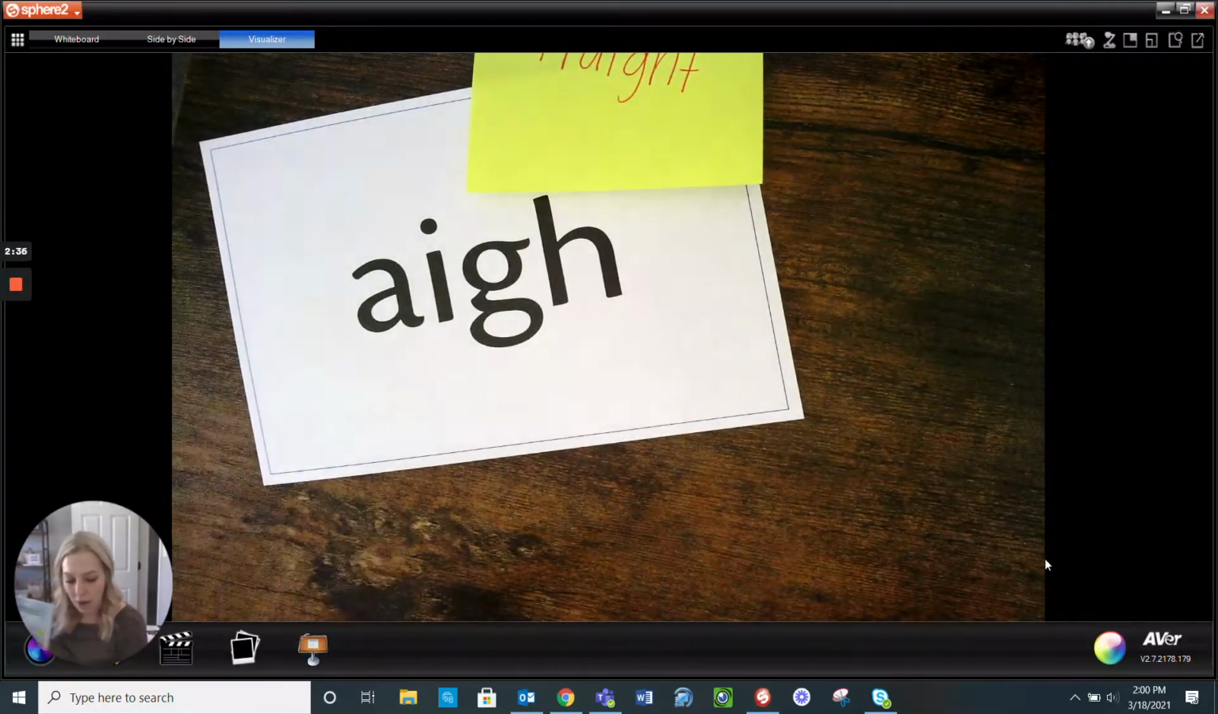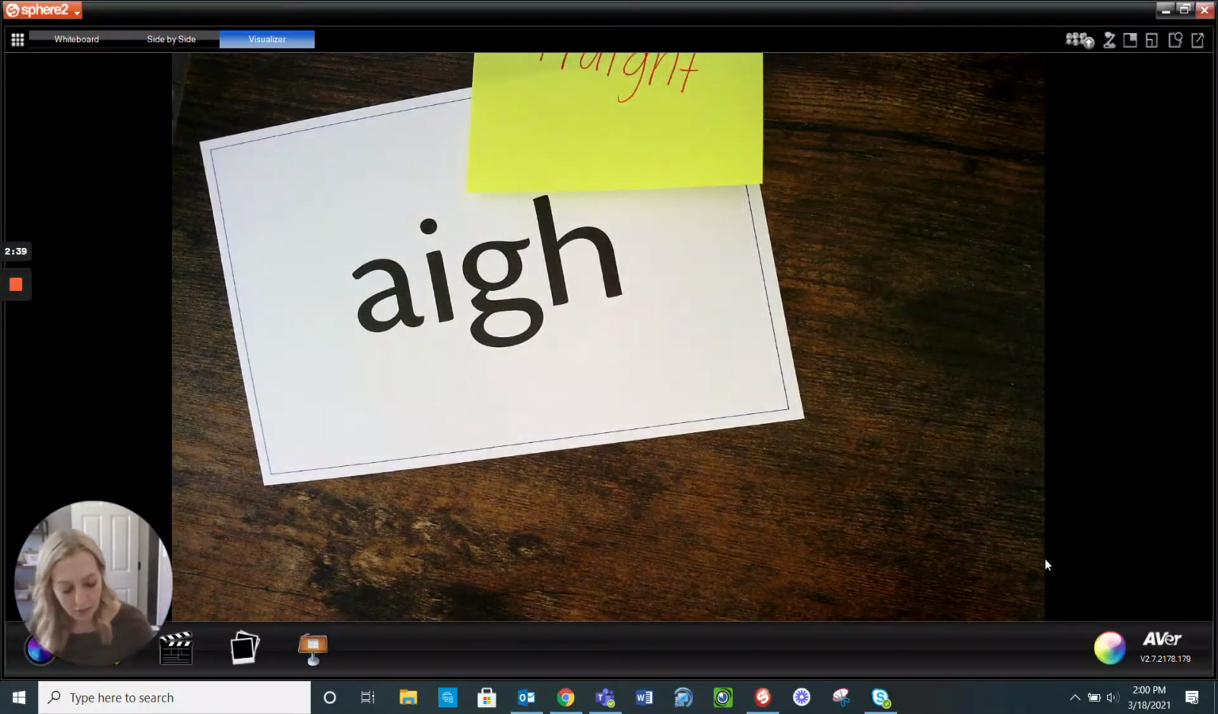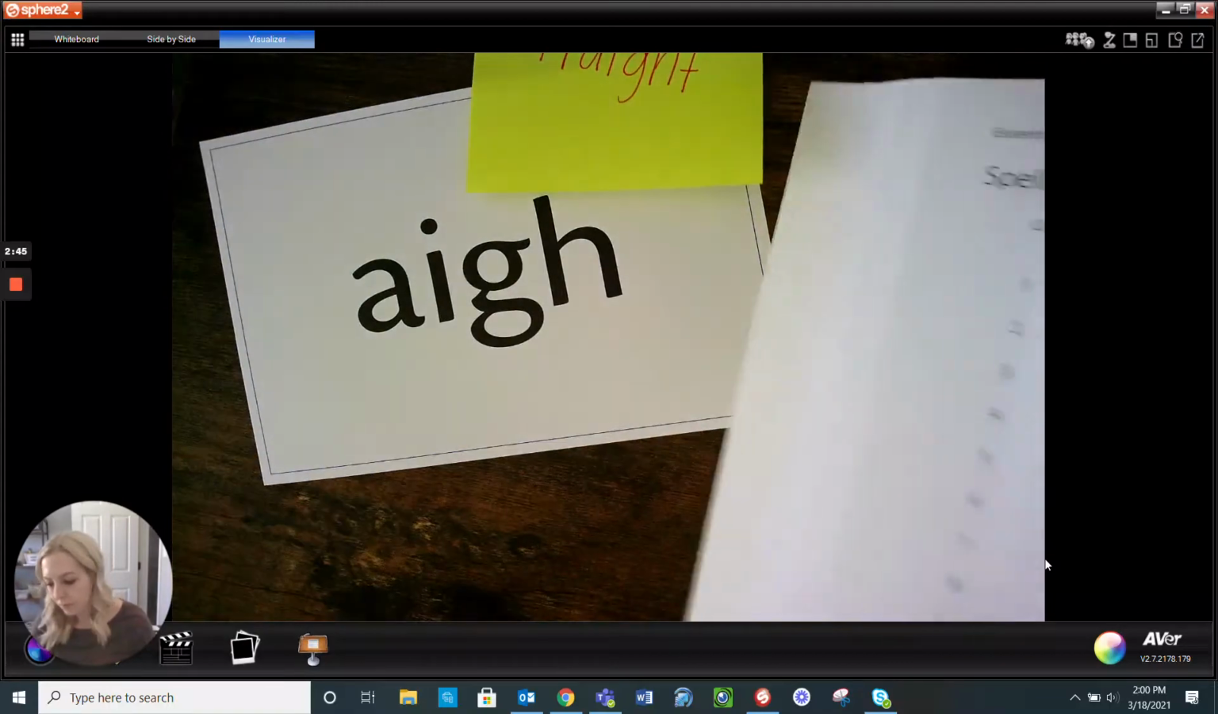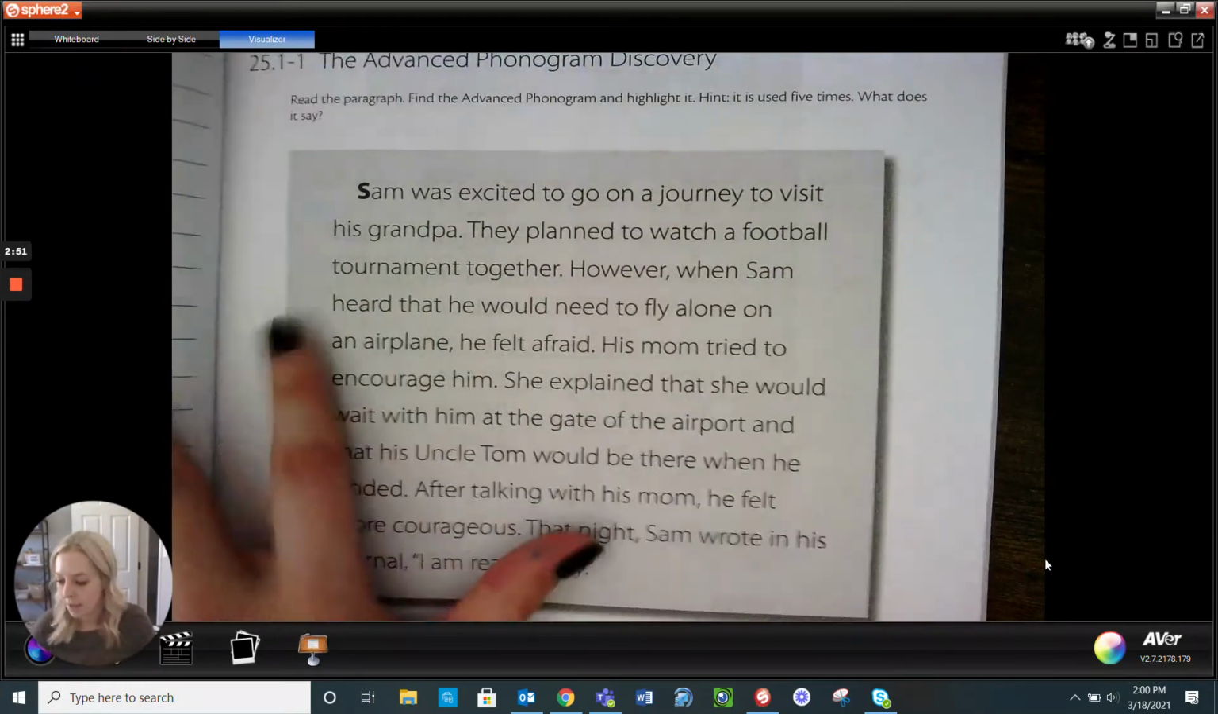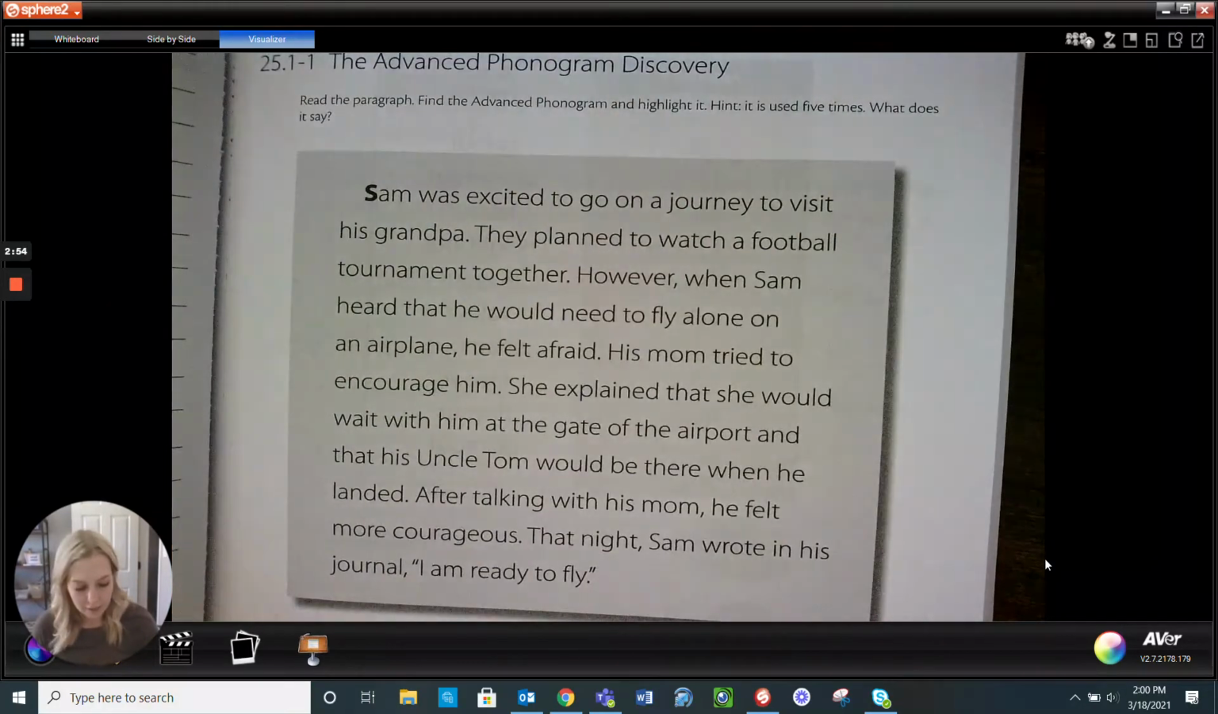So, to go along with that, I want you to get out your workbook and open to page 57. 57. It should look like this. It says the Advanced Phonogram Discovery. I want you to read the paragraph and find the advanced phonogram and highlight it, okay?